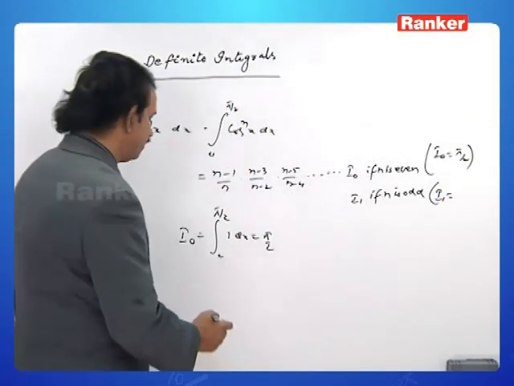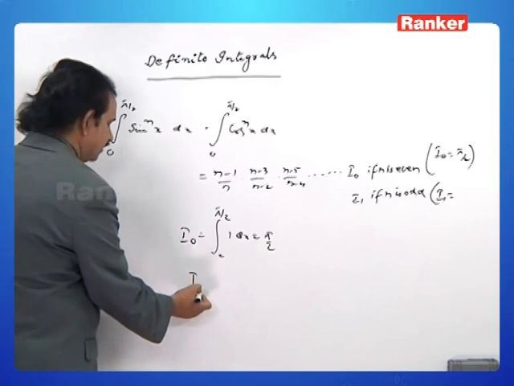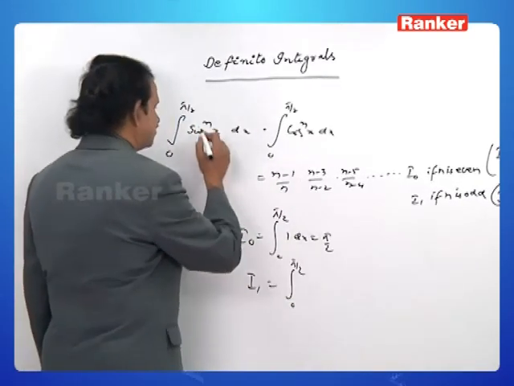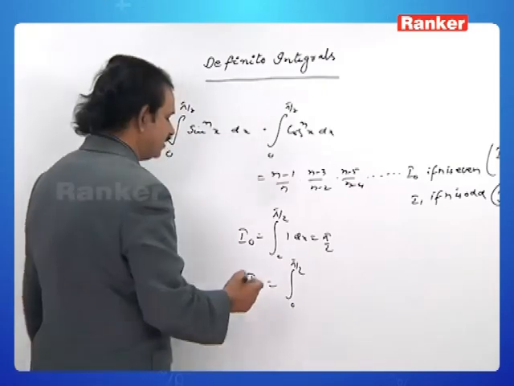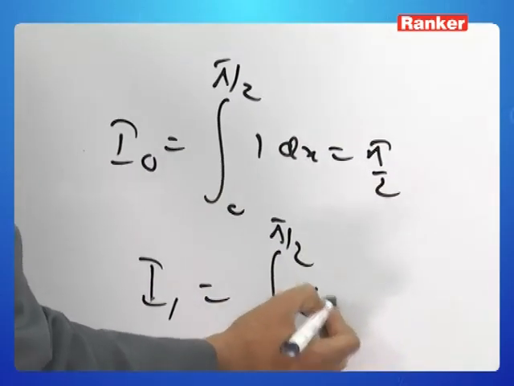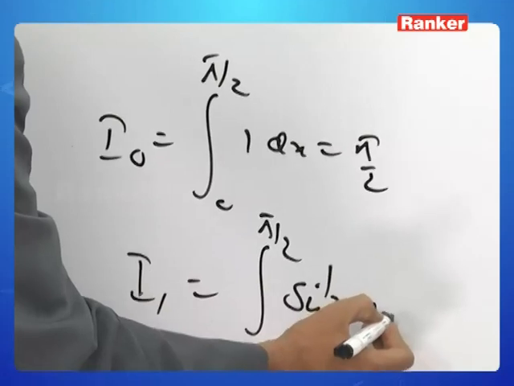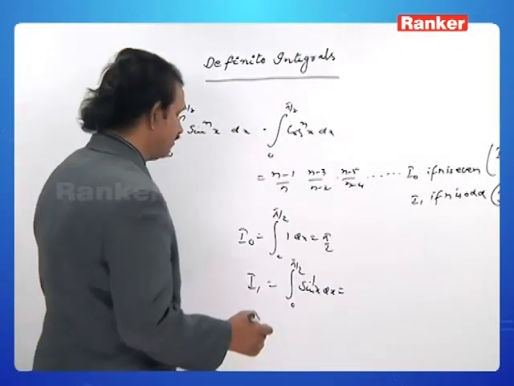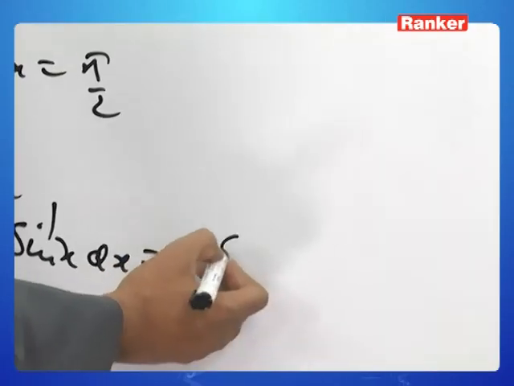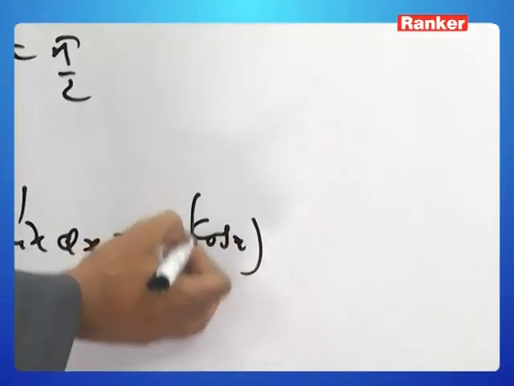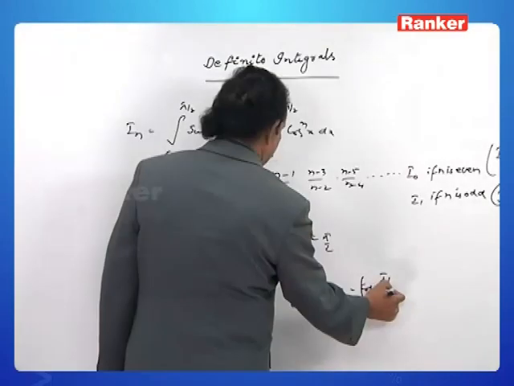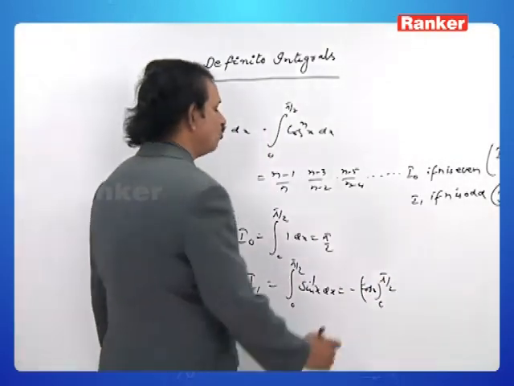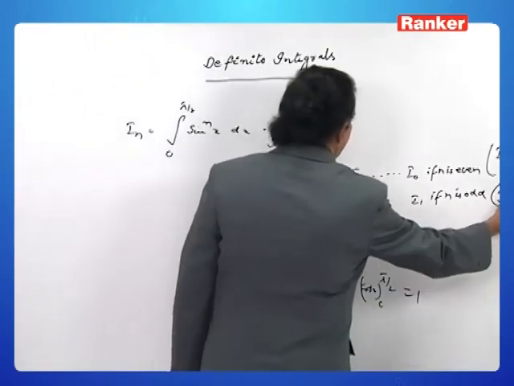Again, what is meant by I1? I1 is equal to integral 0 to pi by 2. In the place of n, you take 1. What happens? Sine power 1x is nothing but sine x. Its integral is minus cos x, between the limits 0 to pi by 2. Cos pi by 2 is 0. Cos 0 is 1. Minus of 0 minus 1 is 1. Hence, I1 is 1.